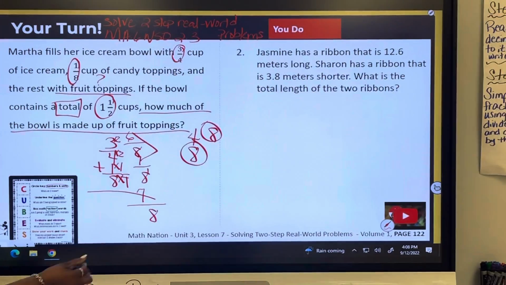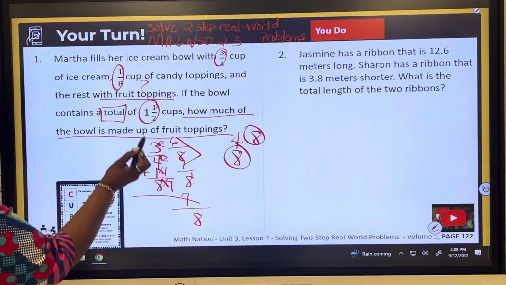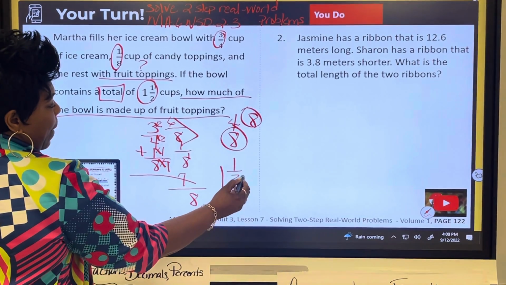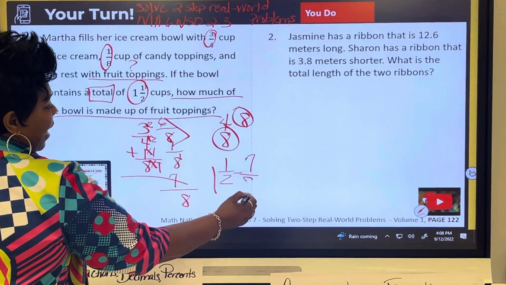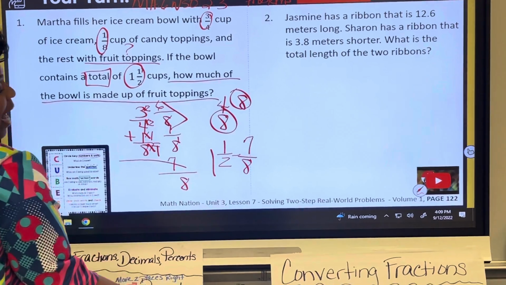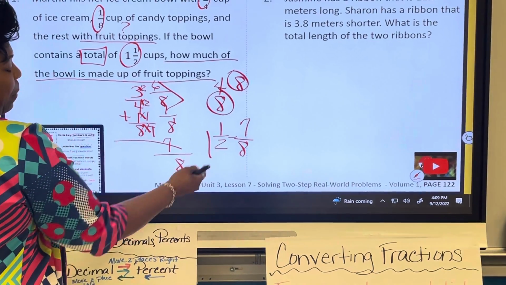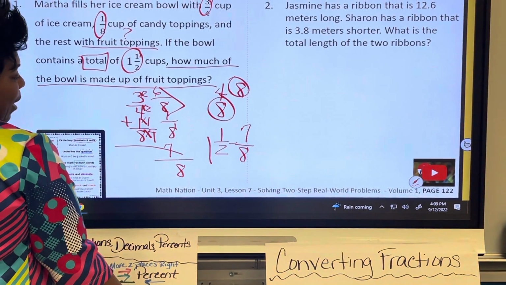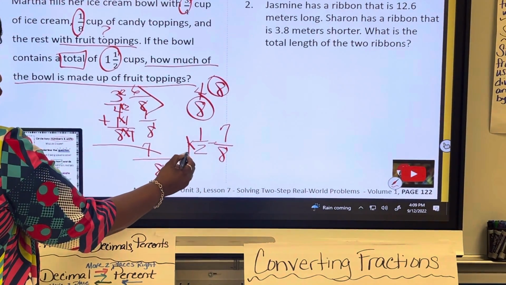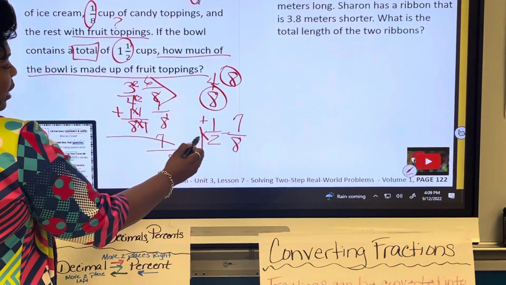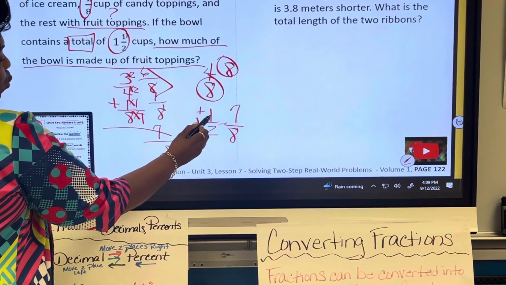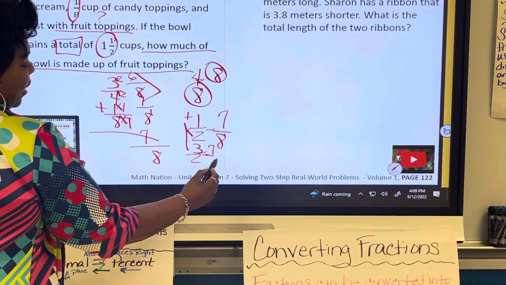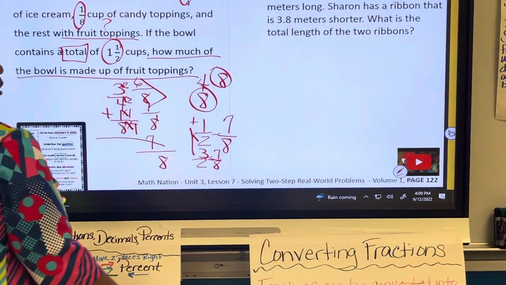So what I need to do is subtract 7/8 from 1 1/2. So 1 1/2 minus 7/8. Remember, we cannot subtract fractions from a mixed number. So I need to make this a fraction greater than 1. How do I do that? Denominator times whole number, add the numerator. So 2 times 1 plus 1 is 3/2 minus 7/8. So we're going to move over more space.